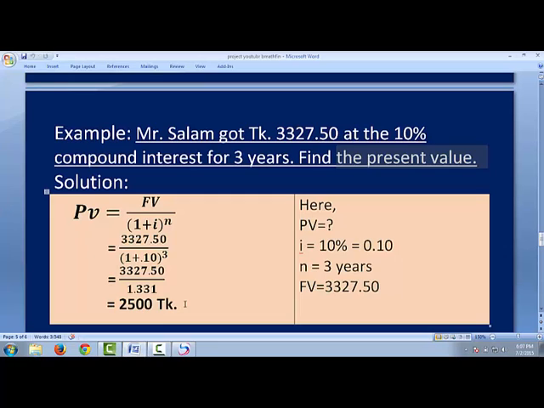Means if you want to get 3327.50 taka after 3 years, you have to deposit 2500 taka now.